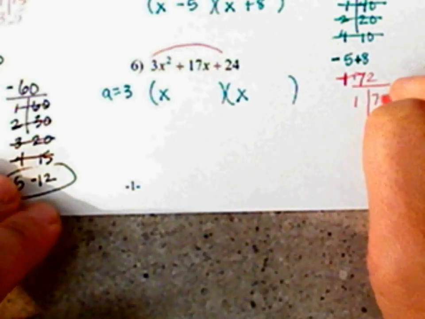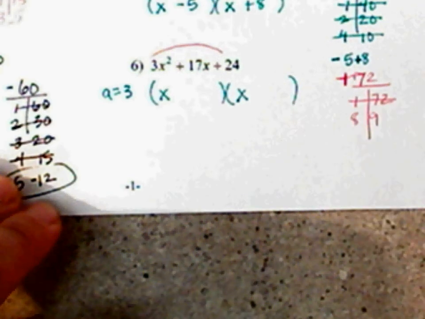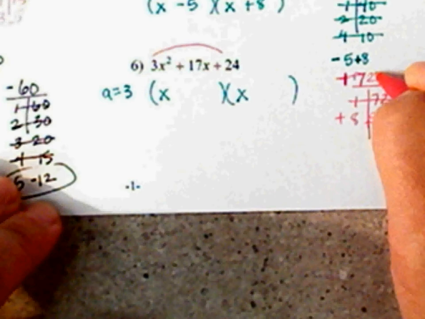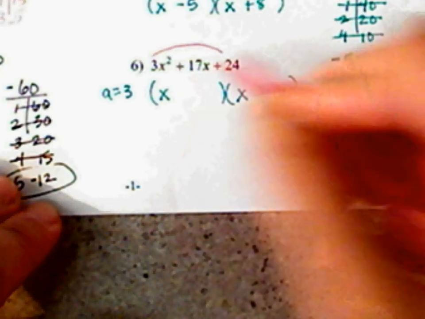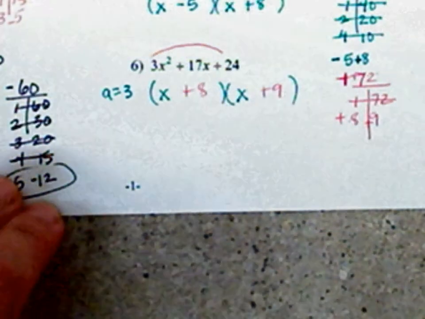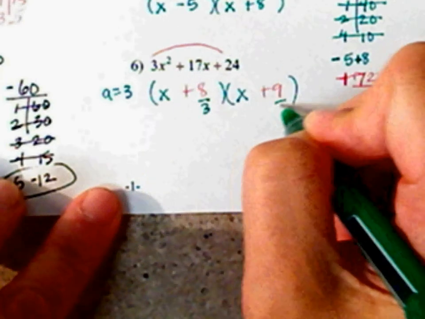And you guys can just keep going. I know it's 8 and 9. Positive 8 times positive 9 is 72. 8 plus 9 is 17. So plus 8 plus 9. Okay. Notice your A is a 3, not a 1. Divide each side by 3. See that?